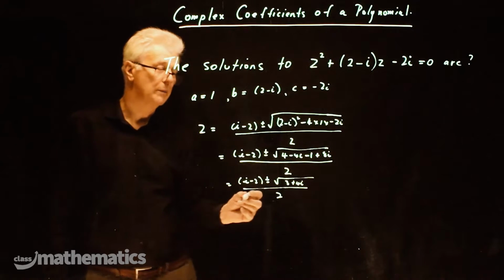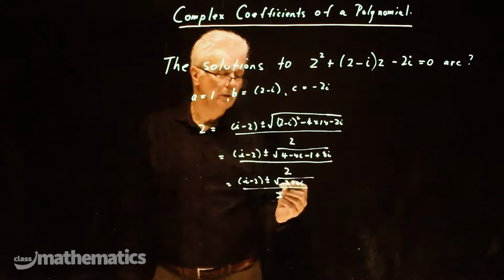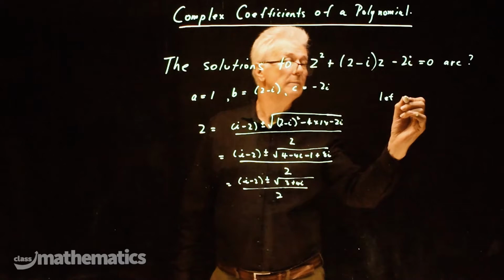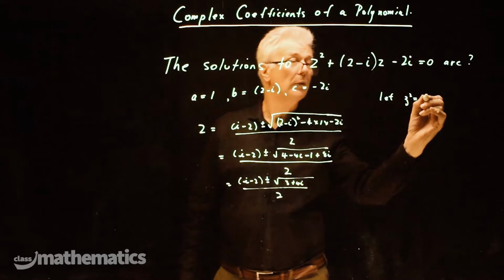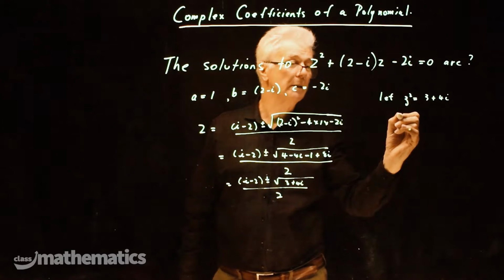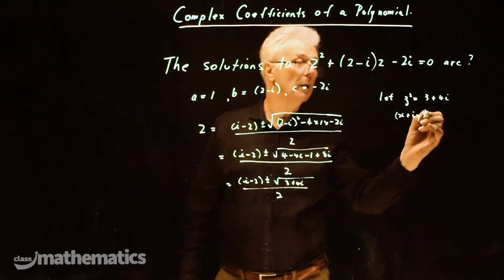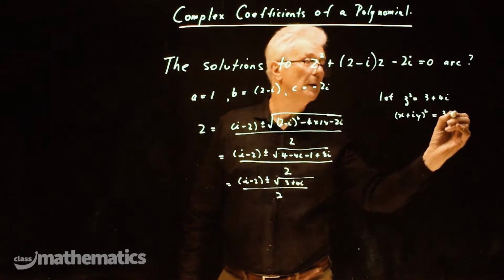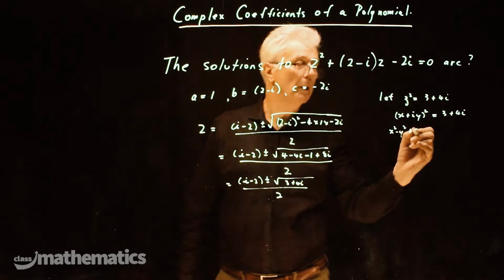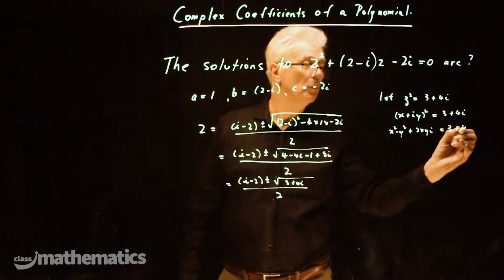Now we're not out of the woods yet, because we've got to find out what this 3 plus 4i is, the square root of that. So what we'll do now is we'll let z squared equal 3 plus 4i. Now z, as a complex number, is x plus iy, so it's x plus iy all squared equals 3 plus 4i. This becomes x squared minus y squared plus 2xyi equals 3 plus 4i.